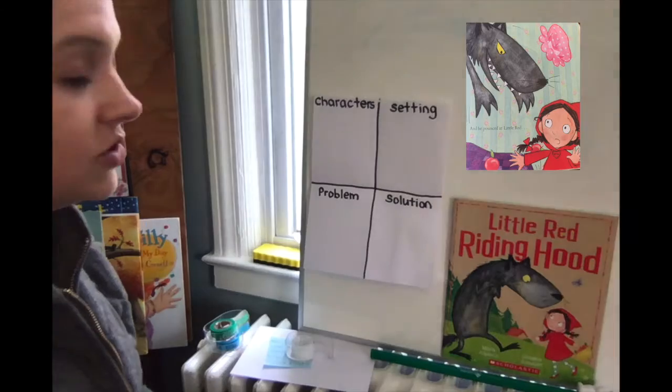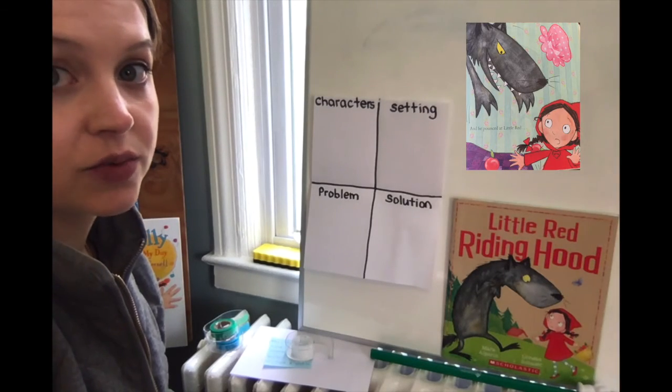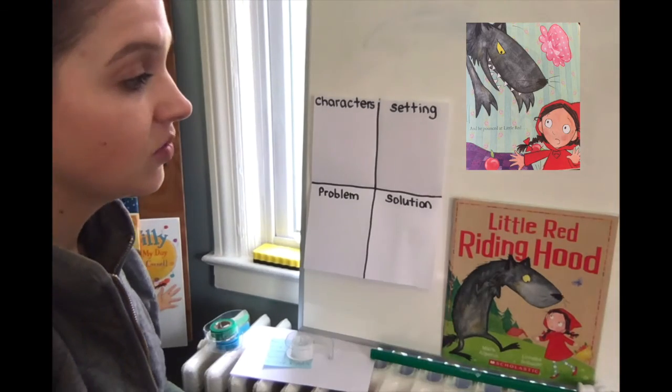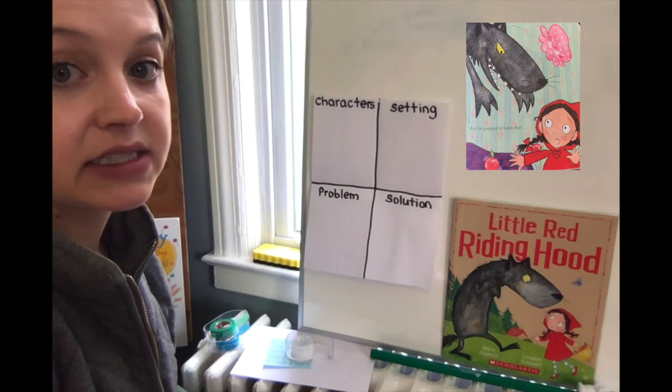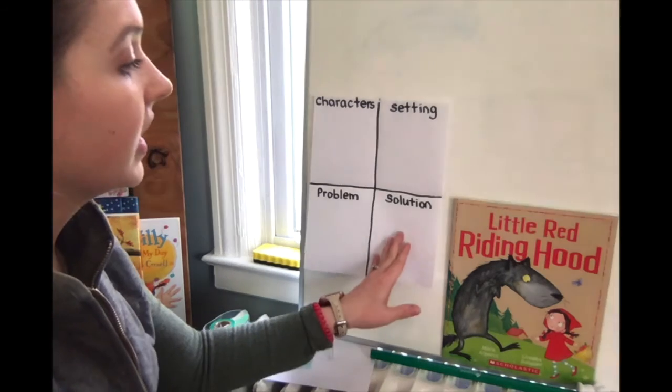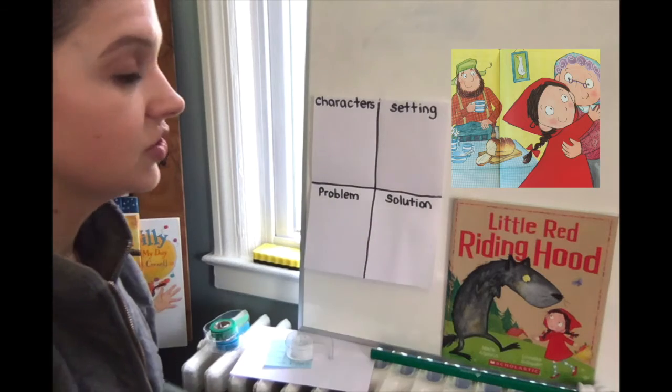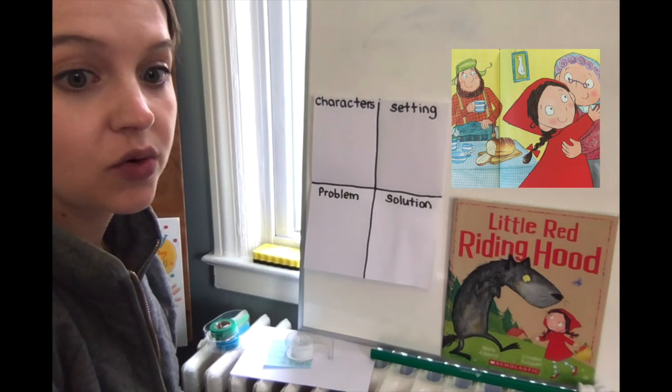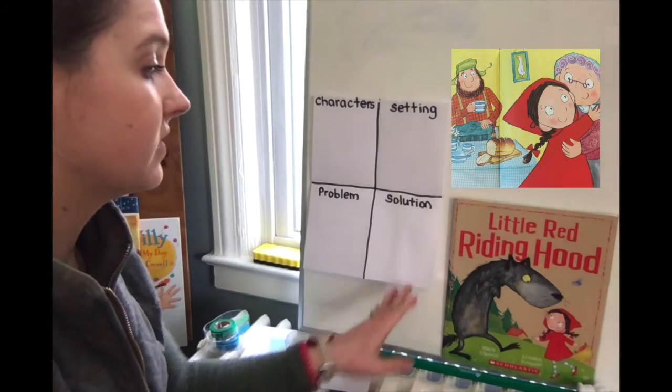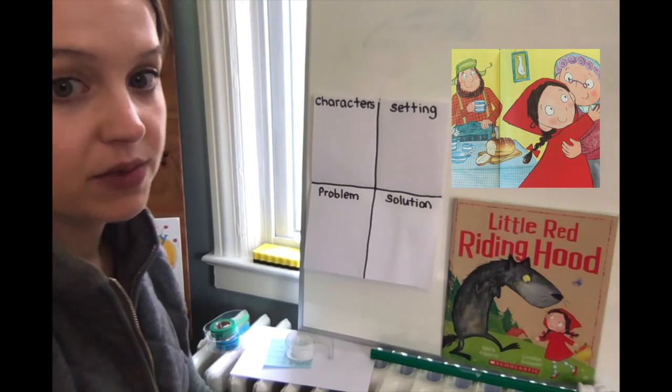For the problem, do your best to show in the picture what the problem was in the story. You might also want to write a short sentence to say what the problem was. And for the solution, same thing. Do your best to show the solution in the story, but you can also add a little bit of a sentence if that makes sense for your paper.